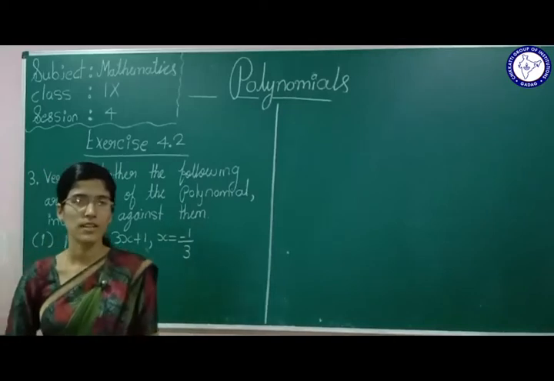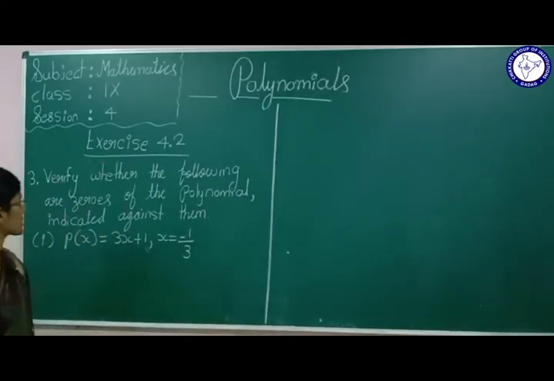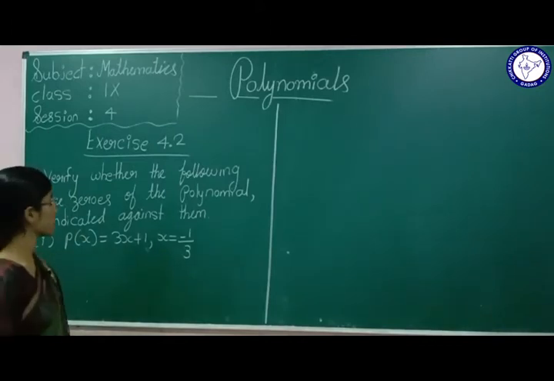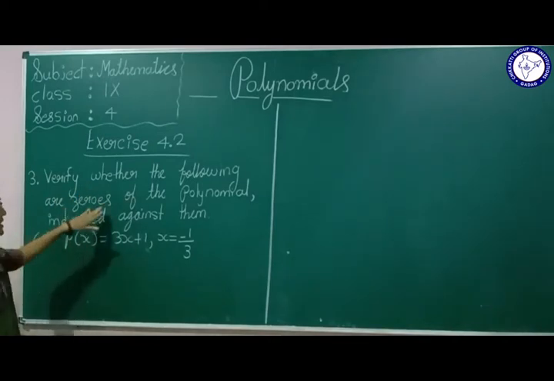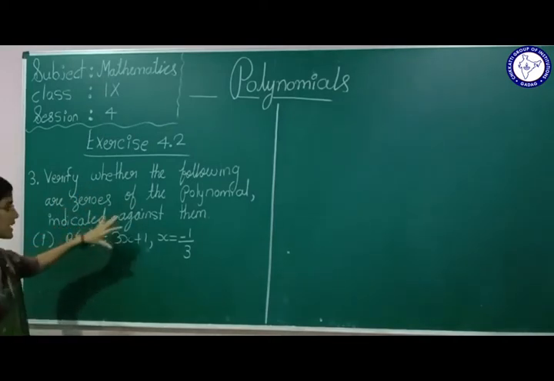Good morning students. In the last class we discussed exercise 4.2, first main and second main. Now we will continue with the third main. See here: verify whether the following are zeros of the polynomial indicated against them.